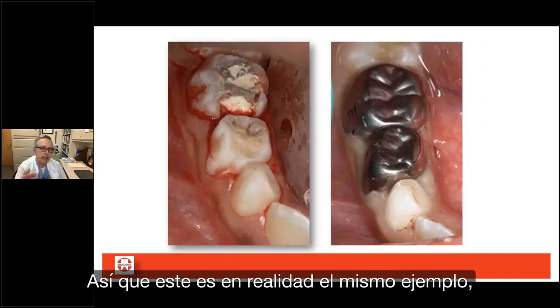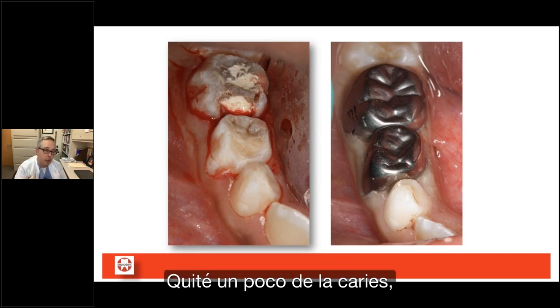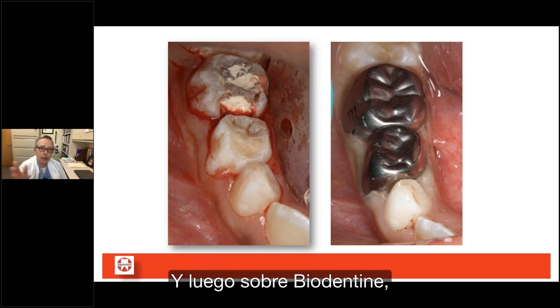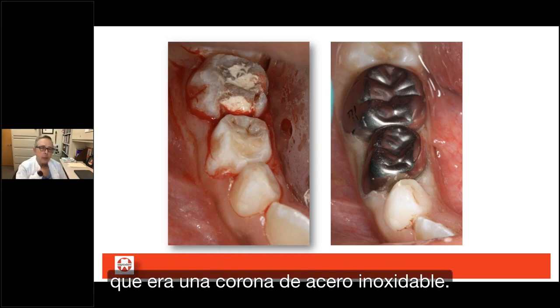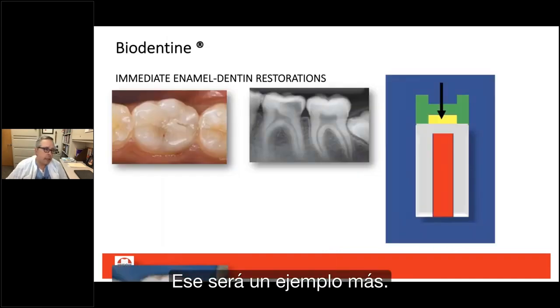So this is actually the same example. I just went with a round bur at low speed. I remove a little bit of the decay, not completely, place Biodentine, and then over the Biodentine, I place my final restoration, which is a stainless steel crown. That will be one more example.